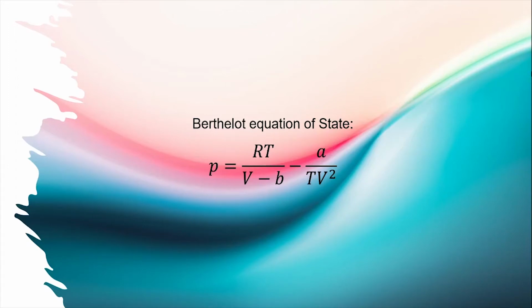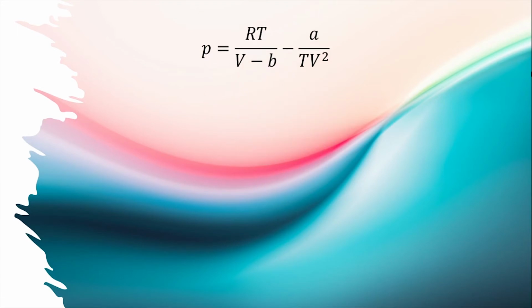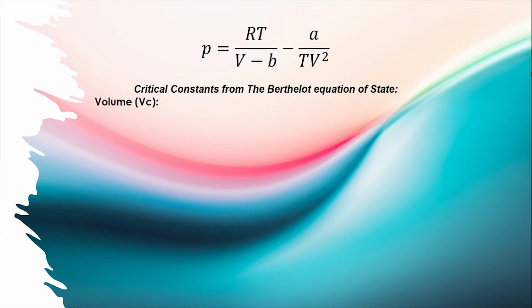Hello, in this video we're going to talk about how to get the critical constants in the Berthelot equation of state. The Berthelot equation of state strongly resembles the van der Waals equation, and by that, we should be able to talk about the critical constants. At first, we must find the critical constant for volume.